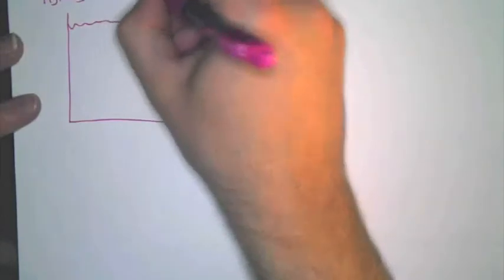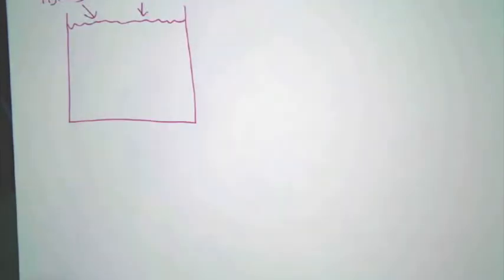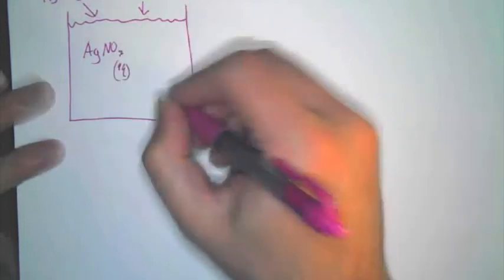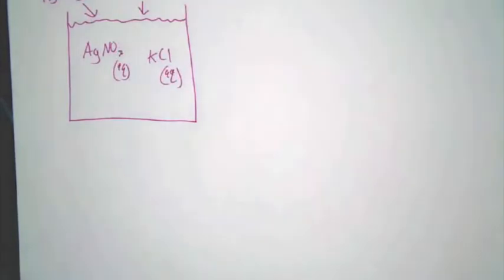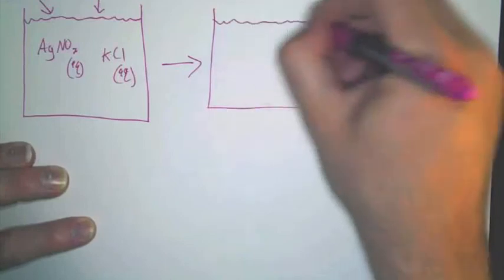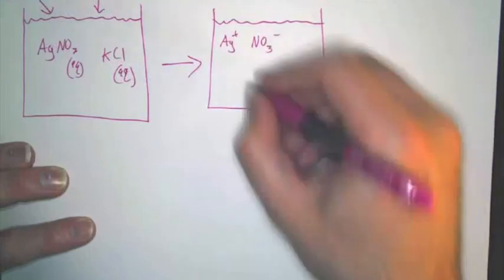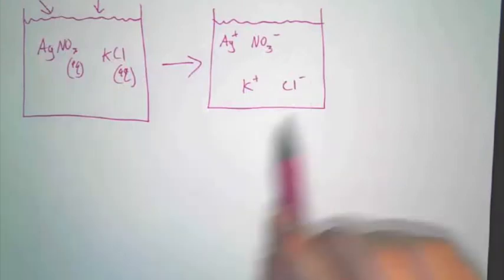Now, we are putting AgNO3 and KCl into our solution. So we're going to put AgNO3 in here. And remember, we said that was aqueous, and KCl, we said that was aqueous. Now, here's what occurs. After a little while, they have now broken apart into Ag+, NO3−, K+, Cl−. So they're all floating around in here.